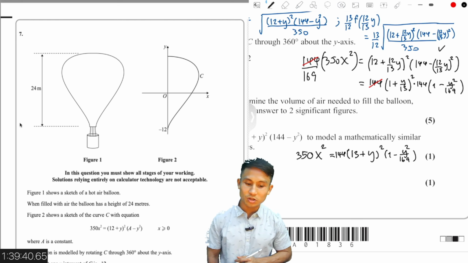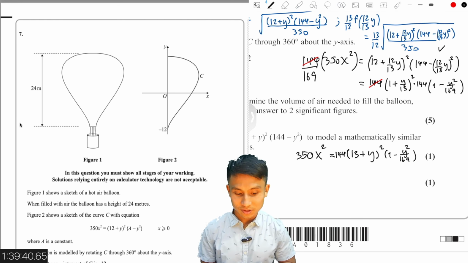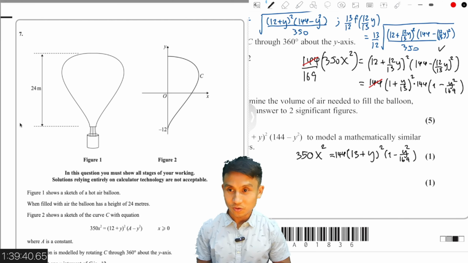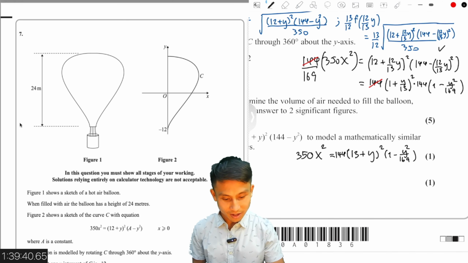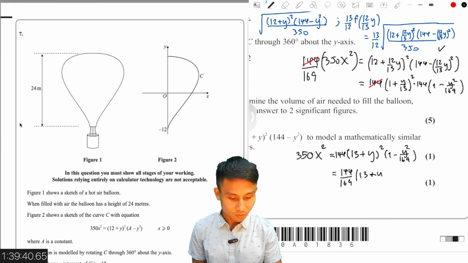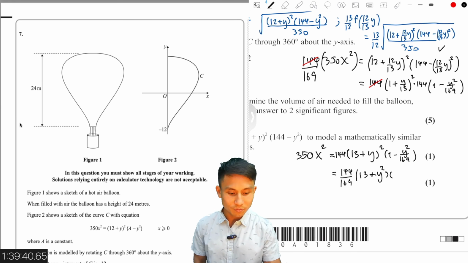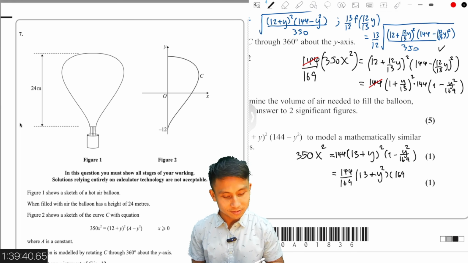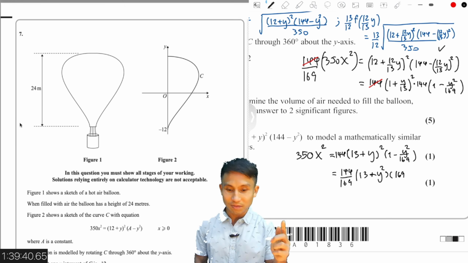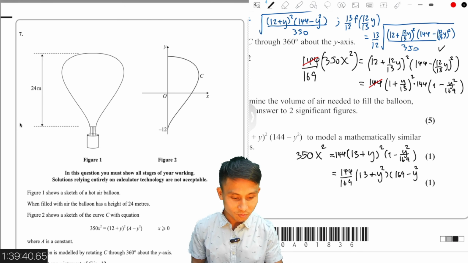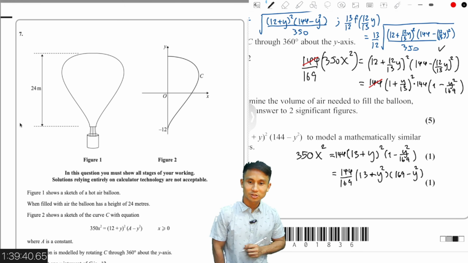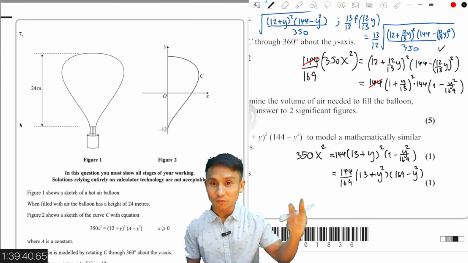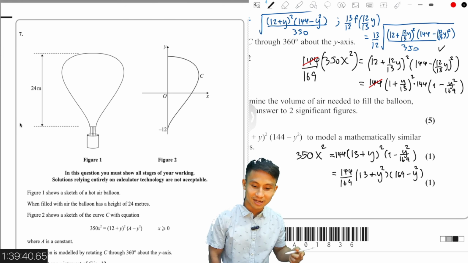Well, we could pull 169 out. So it's going to be 144 over 169, 13 plus y squared, okay? And that would be 169 as well, because when you multiply 169 back in, it's going to be 1, and this one will just be y squared. There you go. So the a, which was 144, now becomes 169.